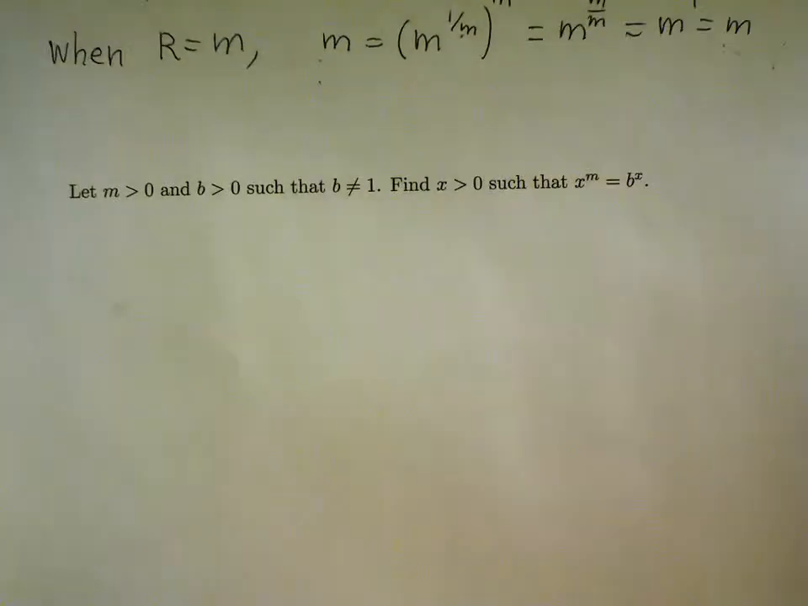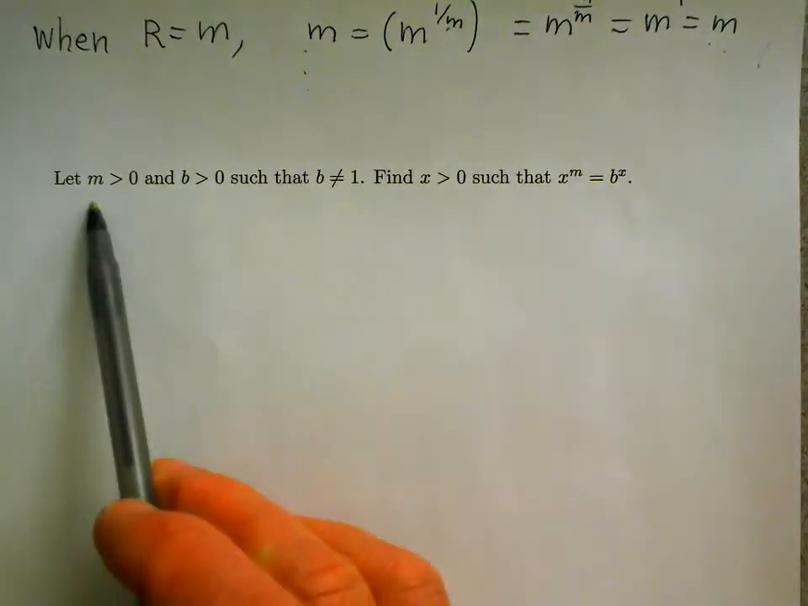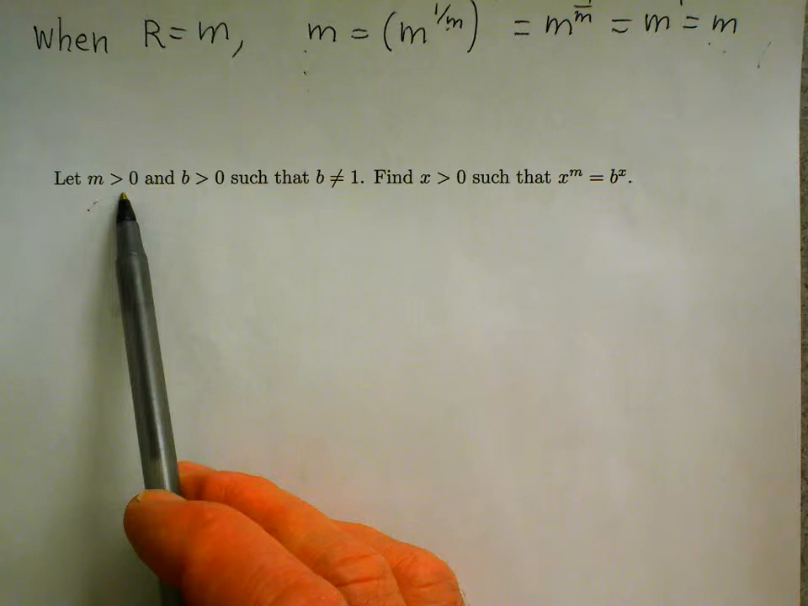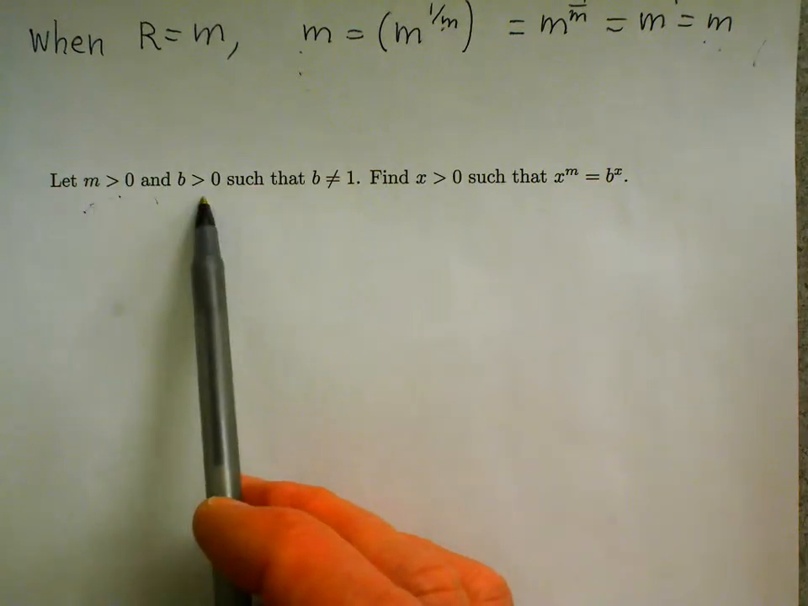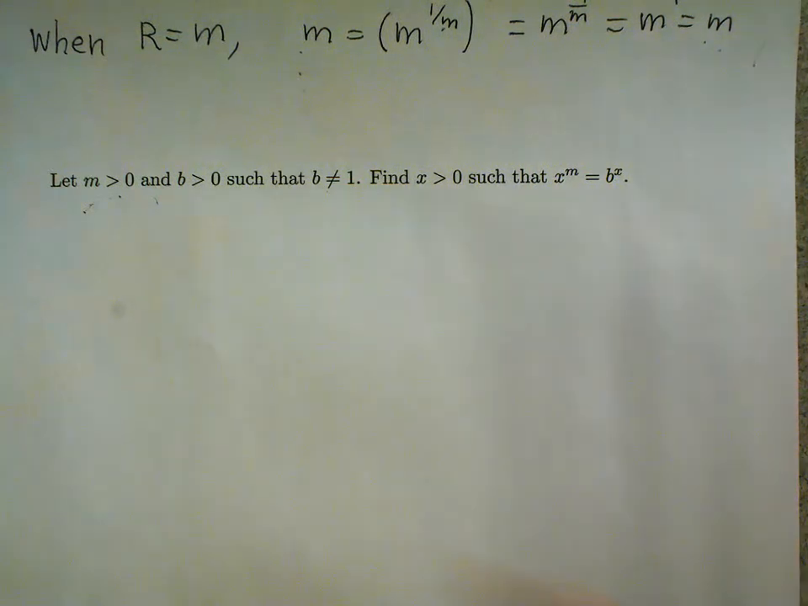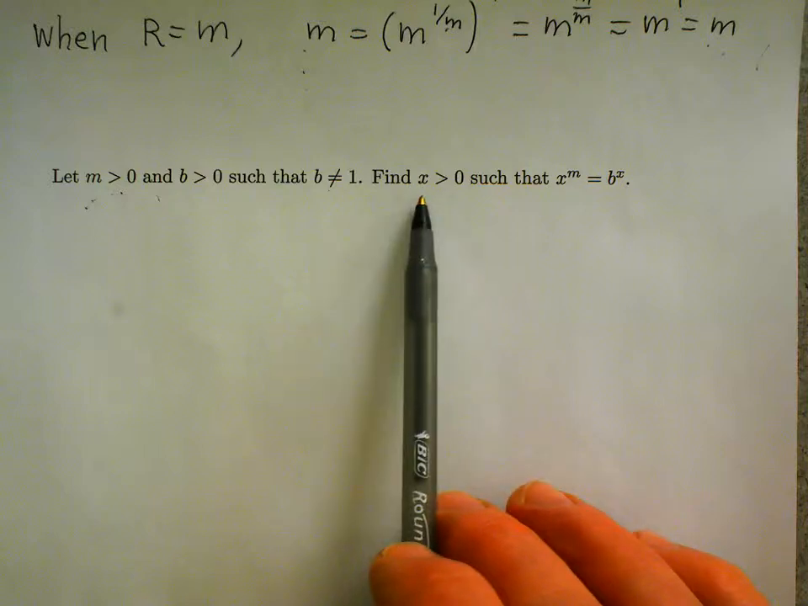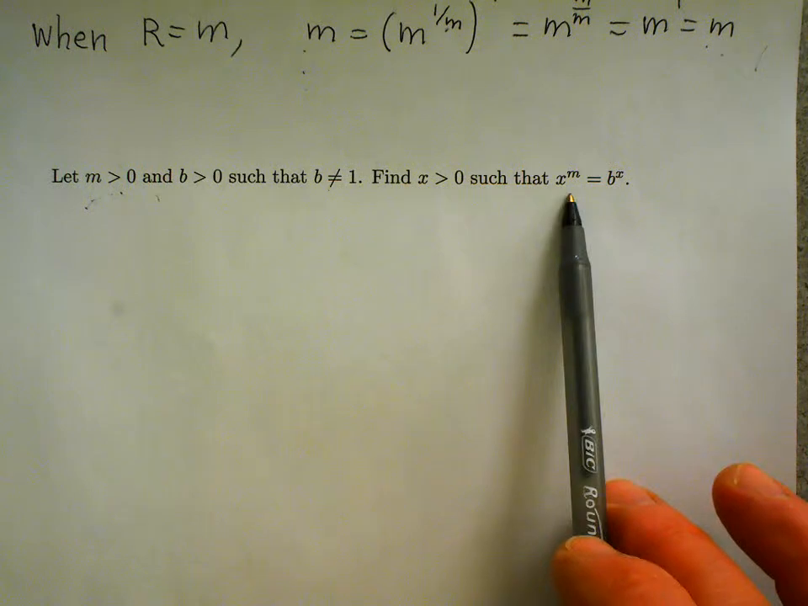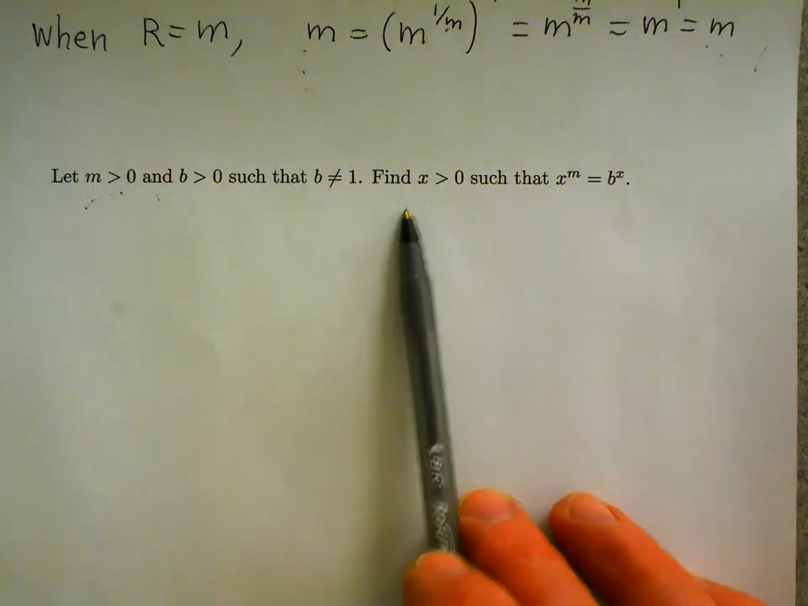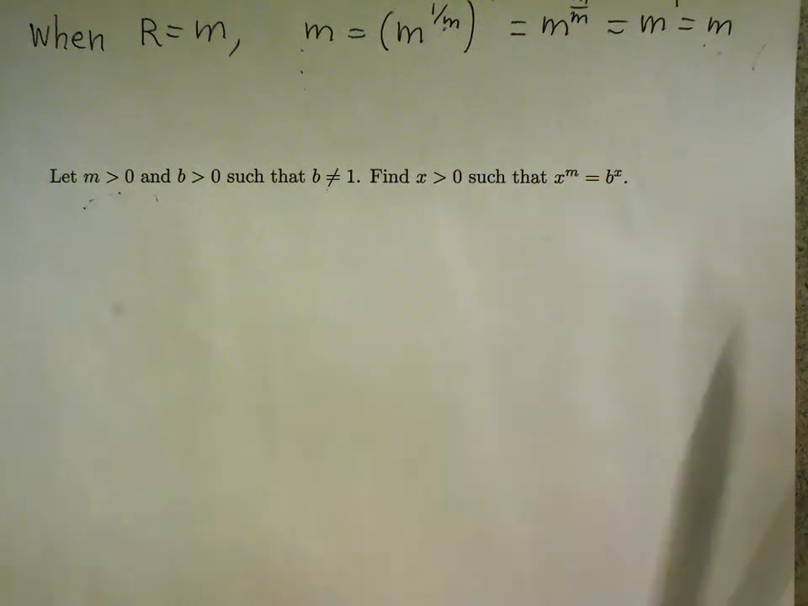For the next problem, let m be a positive number, let b be a positive number that is not equal to 1, and then we'll find values of x that are positive that solve this equation. So find x greater than 0 such that x to the m equals b to the x.